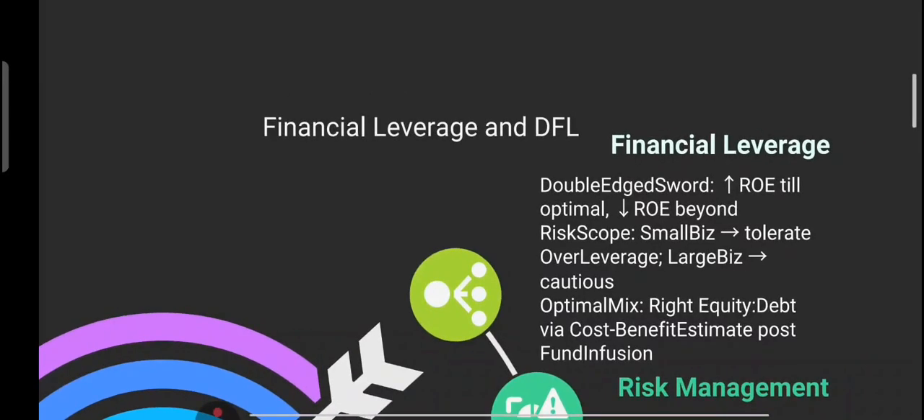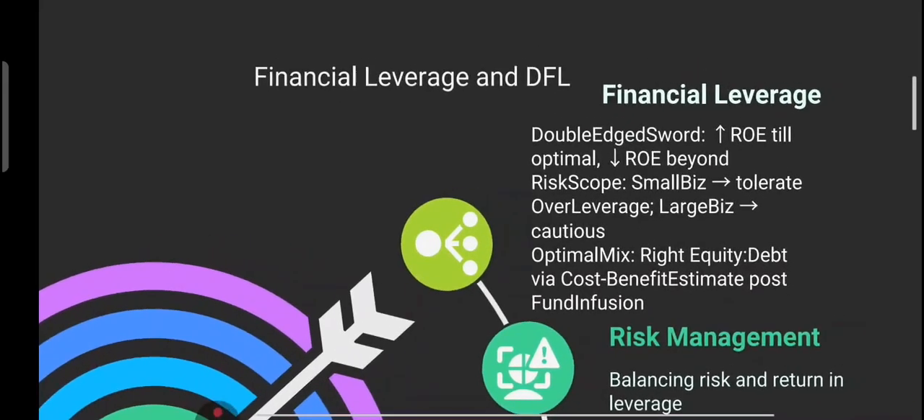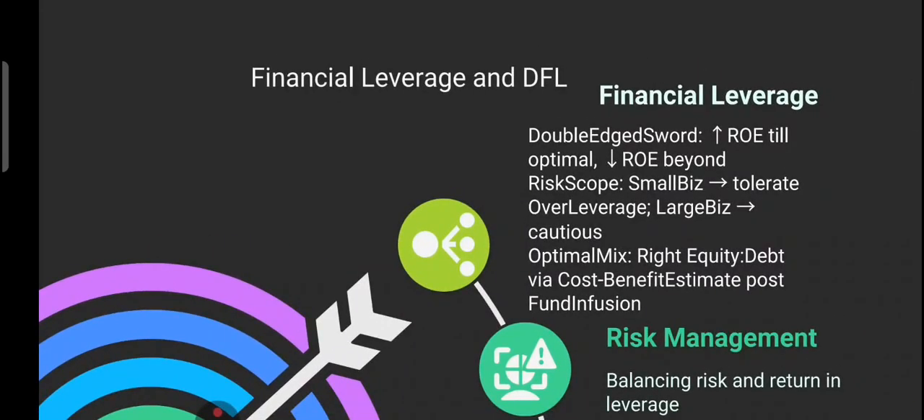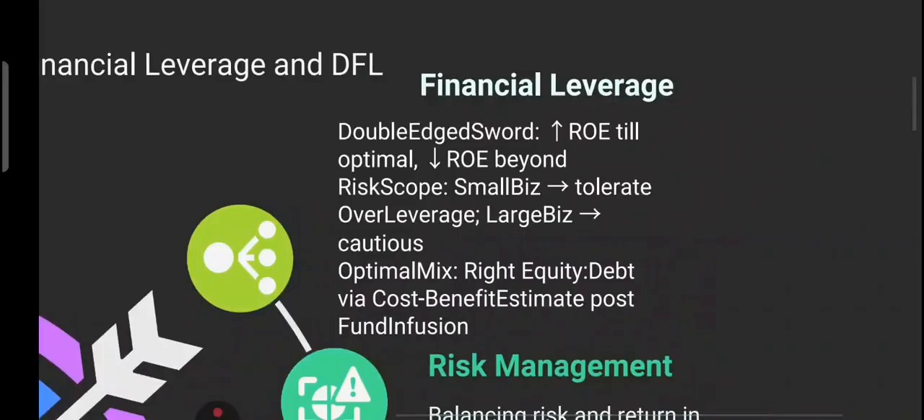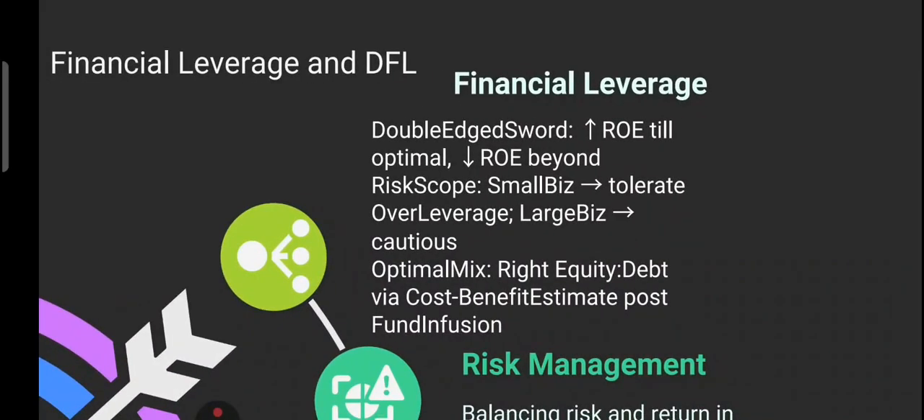Now friends, let's shift our focus to financial leverage. We have discussed 5 financial leverage ratios earlier. Financial leverage is like a double-edged sword. It amplifies your return on equity when used wisely, but if you overuse it, especially in a large firm, it can be dangerous. That is why I have written double-edged sword. It can amplify your return on equity.